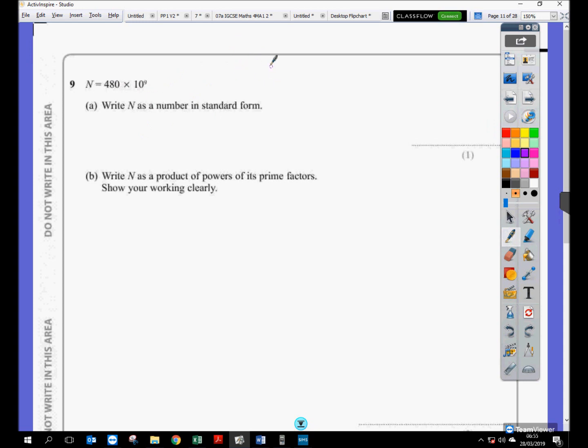Write n in standard form. So standard form looks like this: a number times 10 to the power of n. Okay, and this number lies between 1 and 10. So let's divide this by 100. We divide 480 by 100. Result will be 4.8. We've just divided this by 100. That means we need to times the other one by 100. If you times 10 to the power 9 by 100, remember 100 is 10 squared, so 10 to the power 9 times 10 to the power 2. When we times we add the power, so it would be 4.8 times 10 to the power 3.